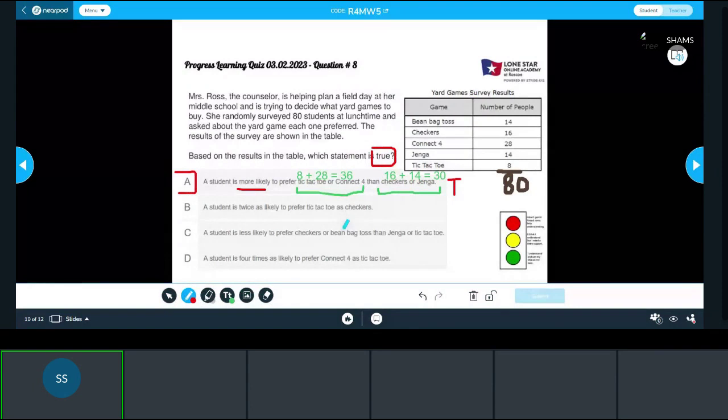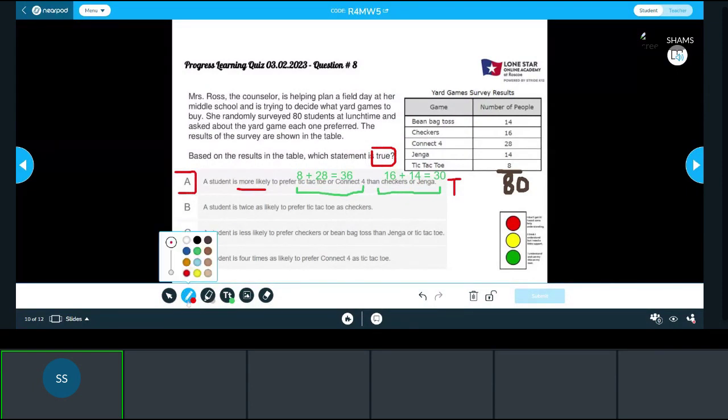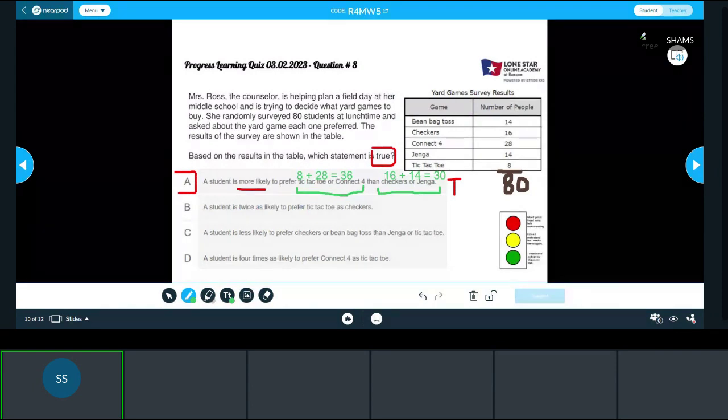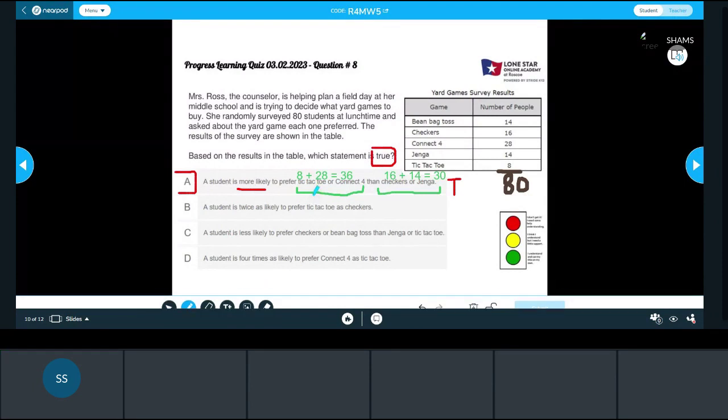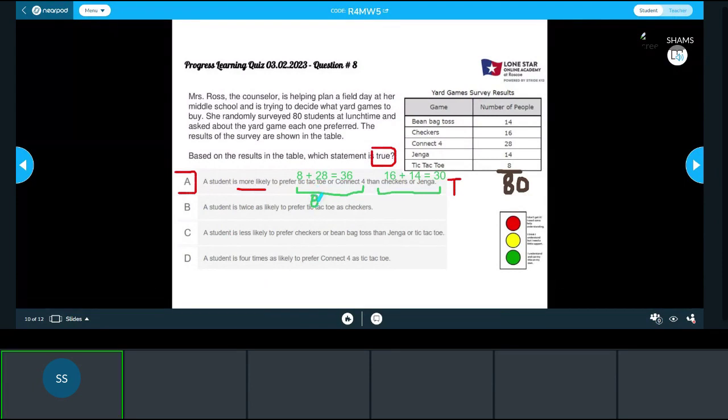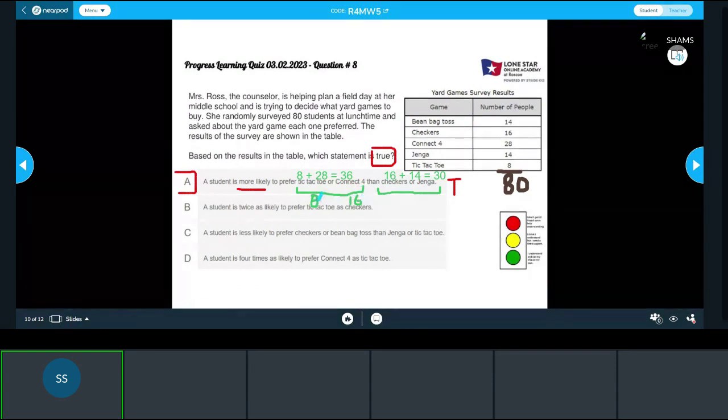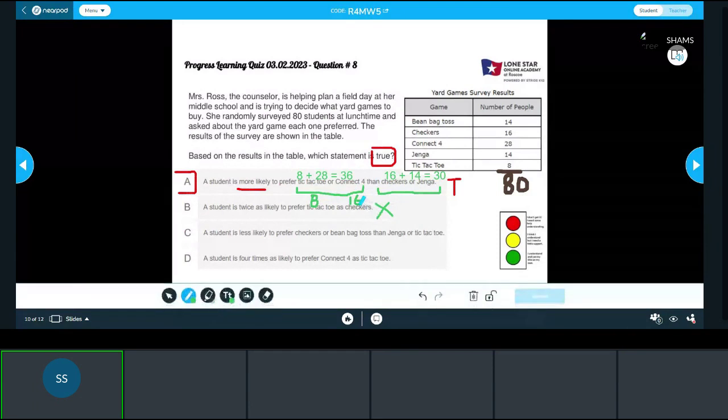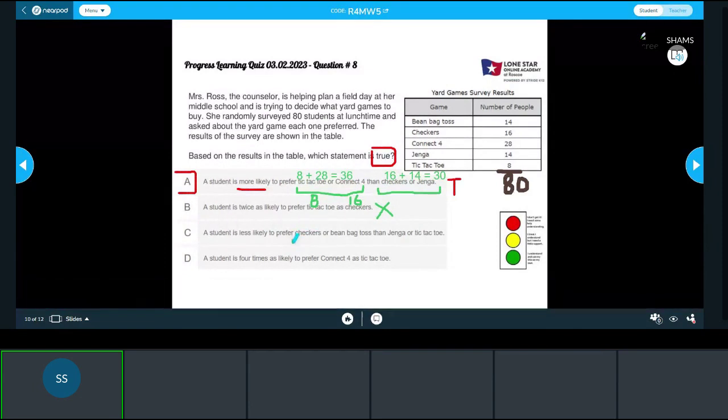Let's look at the rest of the statements and just be sure we pick the right answer. A student is twice as likely to prefer tic-tac-toe as checkers. Tic-tac-toe is 8 and checkers is 16. So is 8 two times of 16? No. 8 is less than 16. It is not 2 times of 16. You see, a student is less likely to prefer checkers or beanbag toss than Jenga or tic-tac-toe.